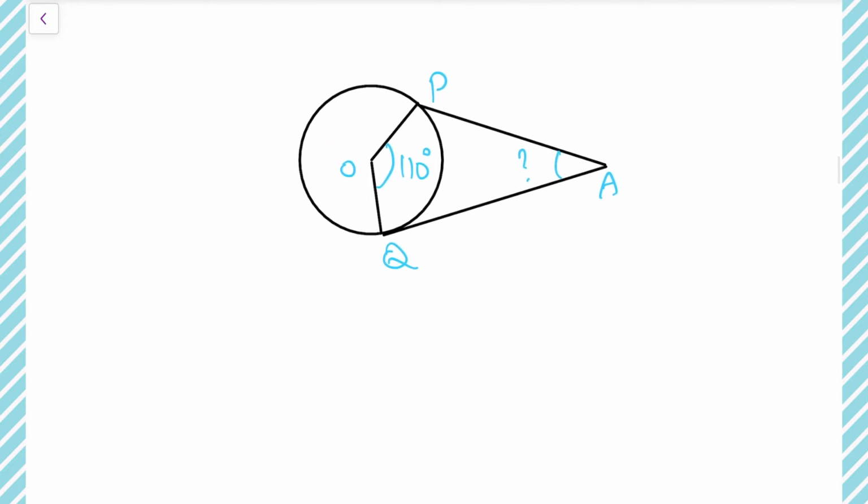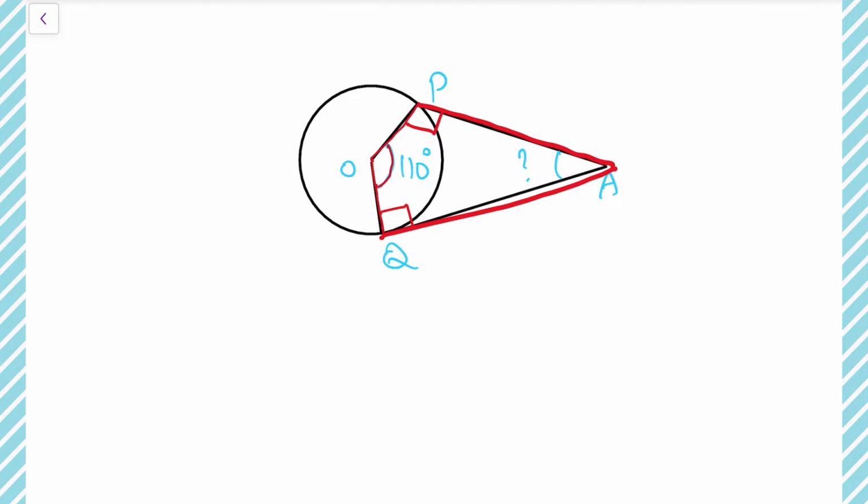Next, in a circle we have one quadrilateral. So he's asking to find the angle there. Let us check what logic he is using. This OP is a radius and this AP is a tangent. Where the radius is touching the tangent, it will make 90 degrees. OQ is another radius, AQ is another tangent. Where those two are touching each other, it will make 90 degrees, because where the radius touches the tangent, it makes 90 degrees.